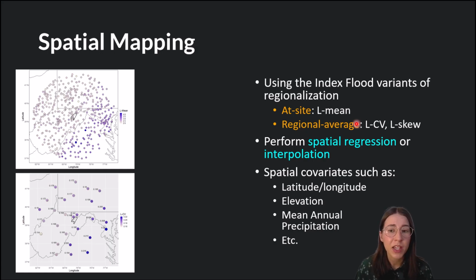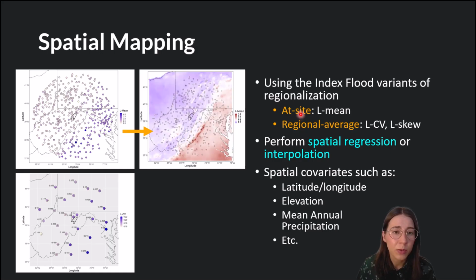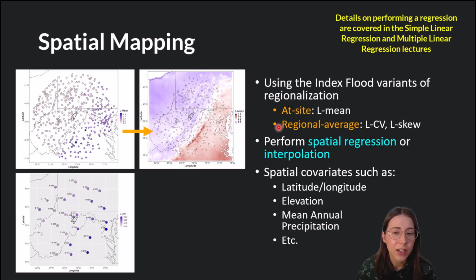In spatial mapping, we perform spatial regression or interpolation using the L-mean, LCV, and L-skew. When performing spatial regression, typical covariates such as latitude and longitude, elevation, mean annual precipitation, etc. might be used, as we discussed earlier. So in this example to the left, we have a plot of L-mean for each site within the analysis domain. For L-mean, we are using the at-site values, and we can perform a spatial regression using those at-site values.